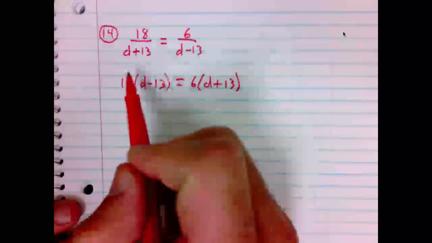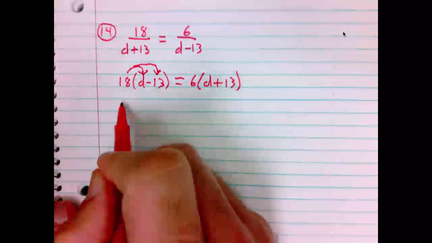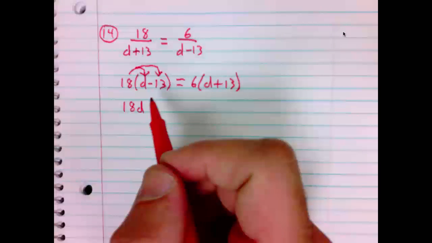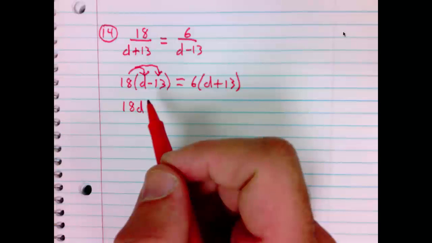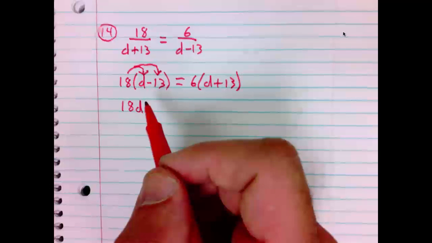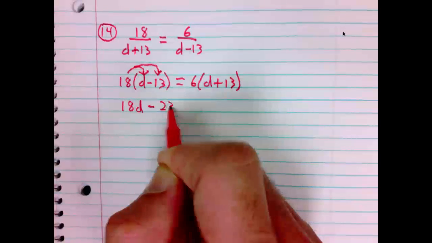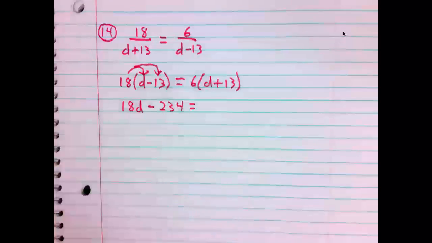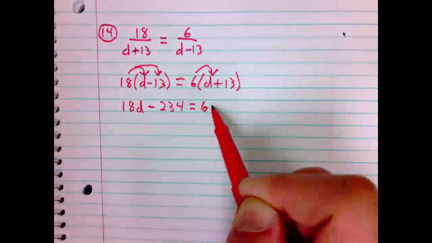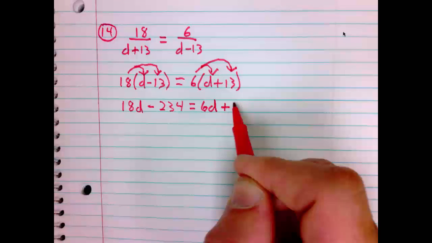Now I'll employ the distributive property. 18 times d and 18 times minus 13. 18 times d will be 18d. 18 times minus 13 will be negative 234. Now distributing on the right side, 6 times d will be 6d. 6 times 13 will be plus 78.